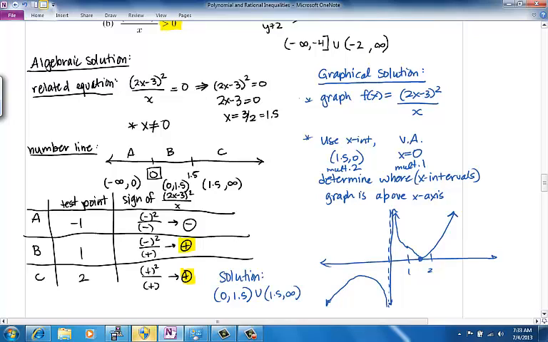So if I want to know where the graph is above the x-axis, not touching the x-axis, I can see I want the interval from 0 to 1.5 and then 1.5 to infinity. Just like we had from our algebraic solution. So again, everything needs to fit together. Helps to have two approaches.